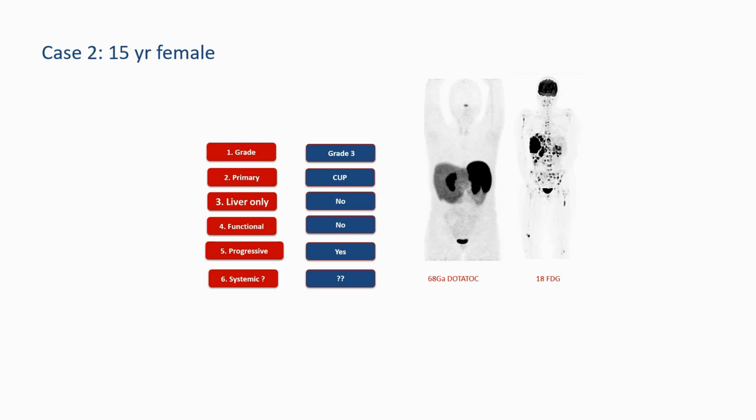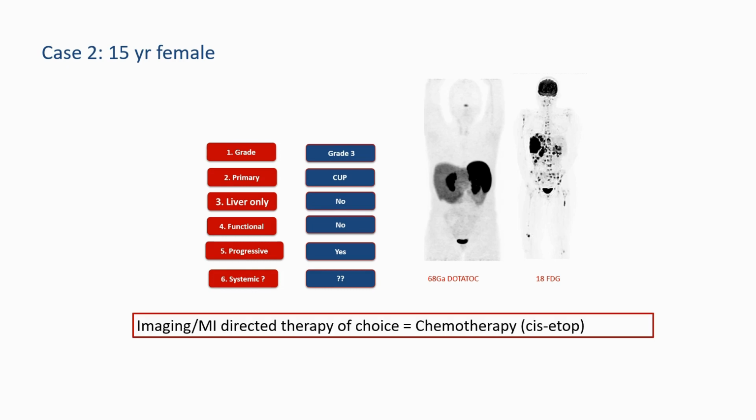So this patient would not be suitable for radioligand therapy utilizing somatostatin receptors, because really there's very little expression of somatostatin receptors. This patient was then treated with chemotherapy using cisplatin-etoposide. This particular case clearly demonstrates the significant utility of molecular imaging to try and categorize which patient would be suitable for the different kinds of therapies that are available.